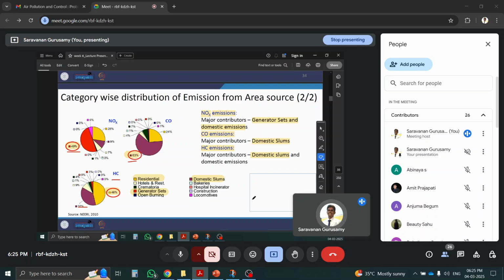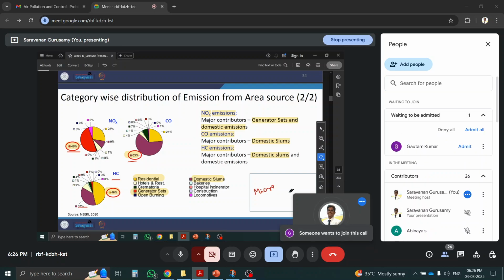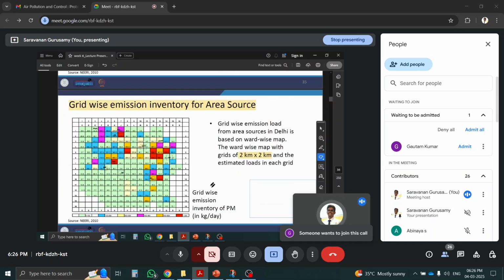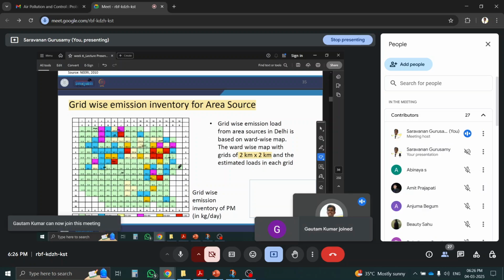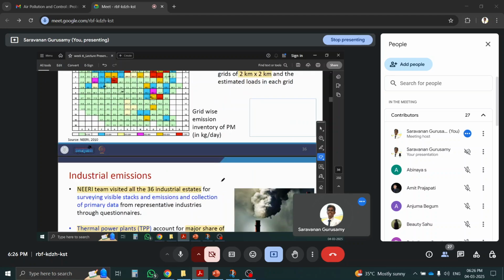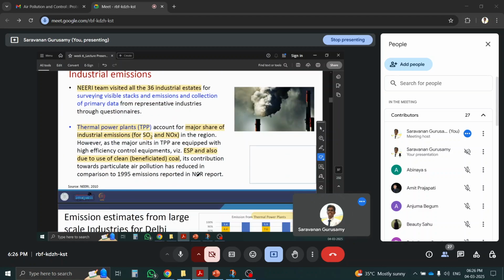This may also be due to the micro and small industries that are located in the residential and commercial areas, within the residential areas. So this is the grid-wise emission inventory for the area source. So if you see, the red marks are having the higher level of pollution. So that location you can see K5 and 6, I mean H7. These are all the locations that are having more pollution levels.